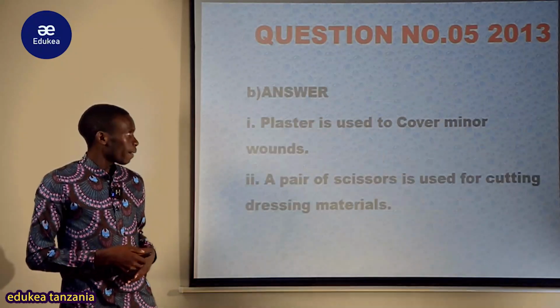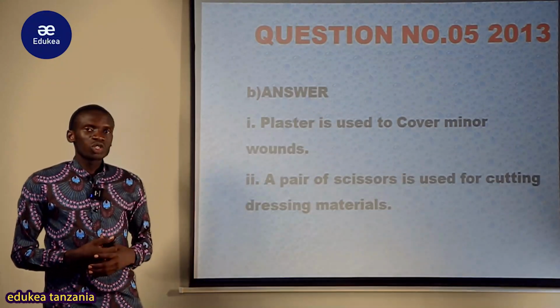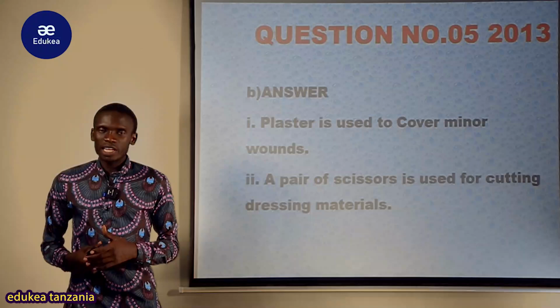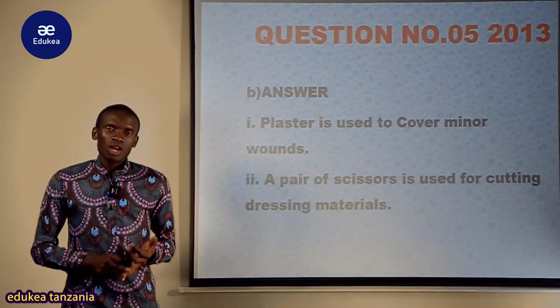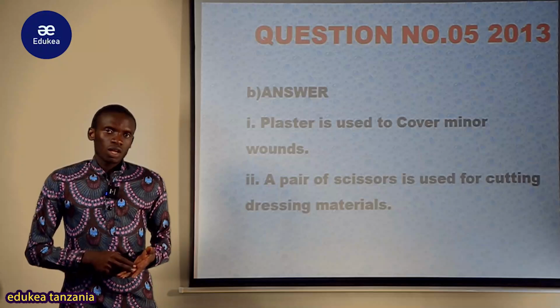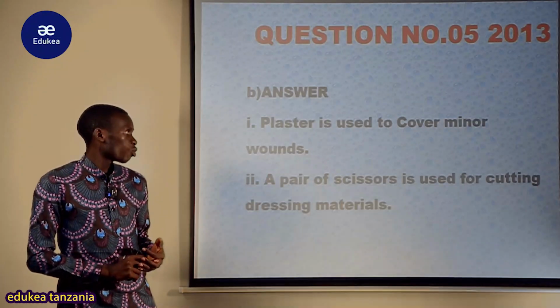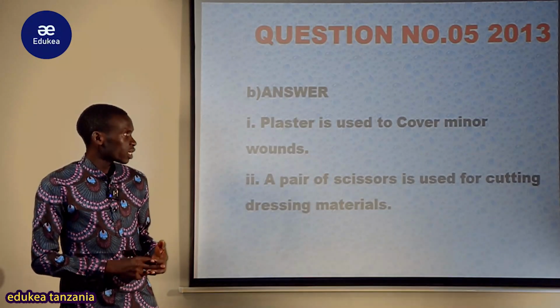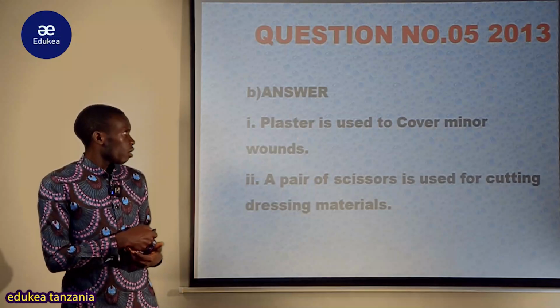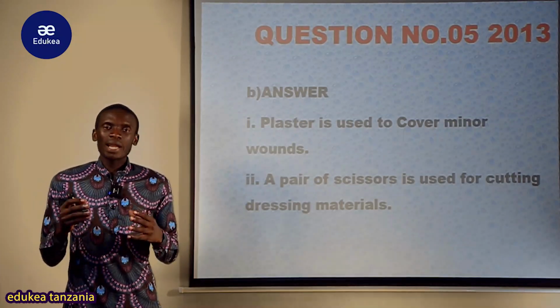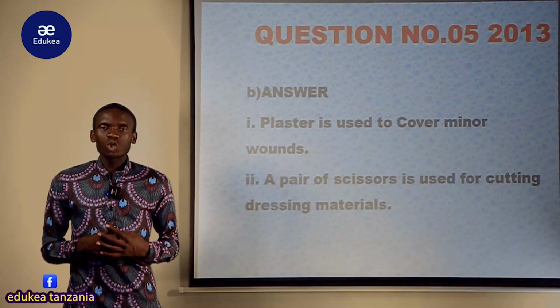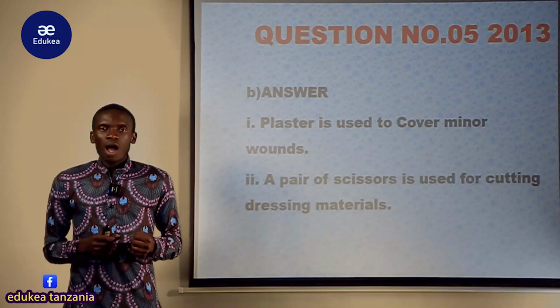After then, B was required to give the use of the components of the first aid kit, ambayo ilikuwa ni plaster, pair of scissors, na gloves. Let's see, plaster is used to cover minor wounds. Plaster au ile bandage, adhesive bandage, it is used to cover wounds.